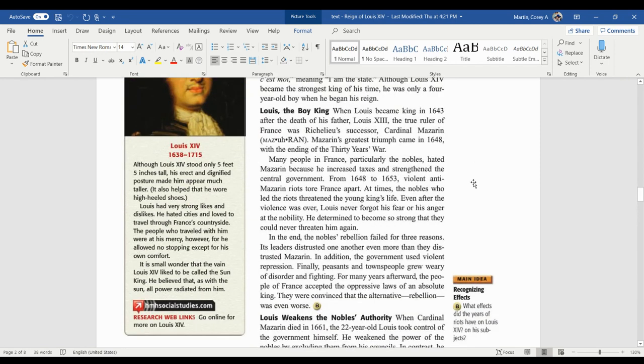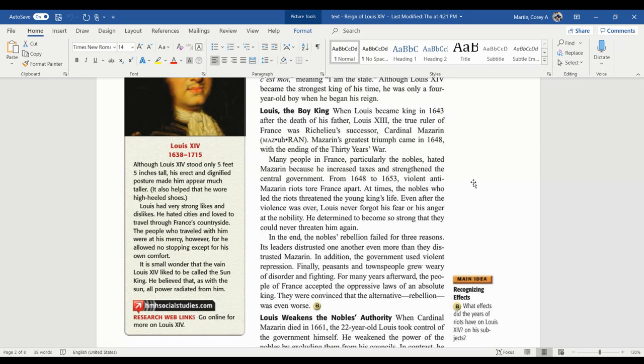When Louis became king in 1643, after the death of his father, Louis XIII, the true ruler of France was Richelieu's successor, Cardinal Mazarin. Mazarin's greatest triumph came in 1648, with the ending of the 30 Years' War. Many people in France, particularly the nobles, hated Mazarin because he increased taxes and strengthened the central government.